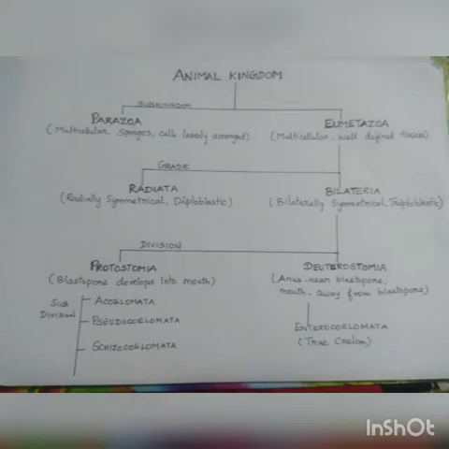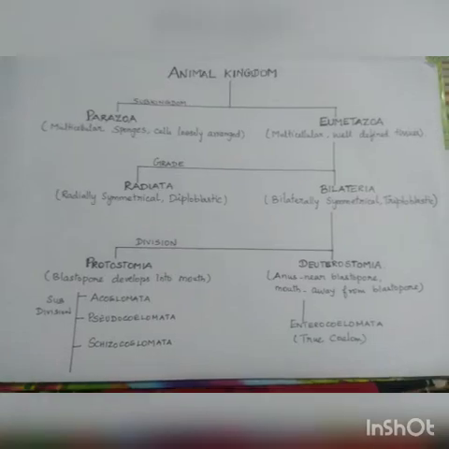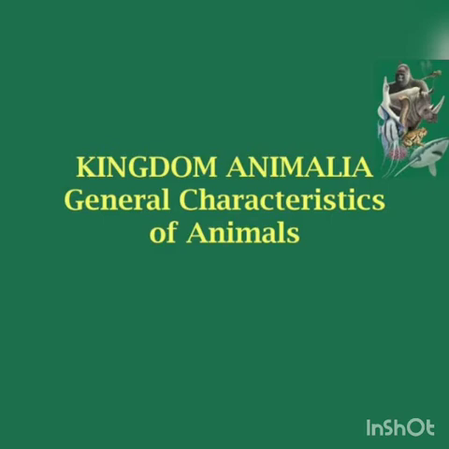Eumetazoa again divides into 2 grades, radiata and bilateria. And bilateria again divides into 2 divisions, protostomia and deuterostomia. And then we move on to the different characters of various phyla.